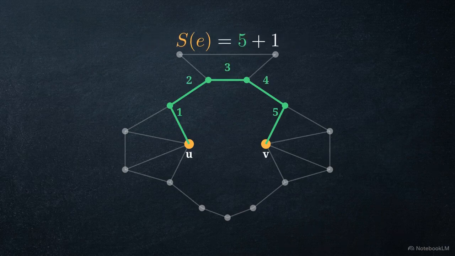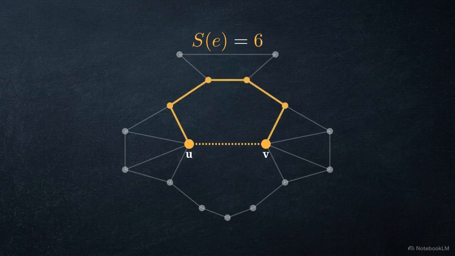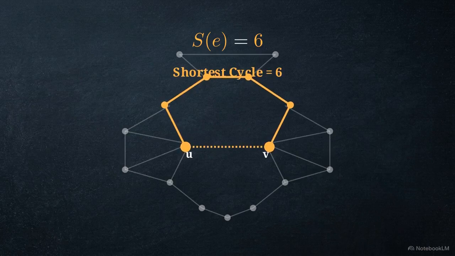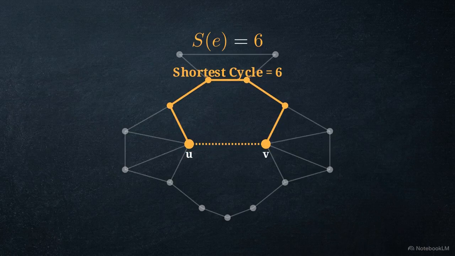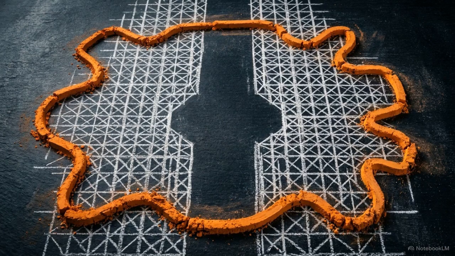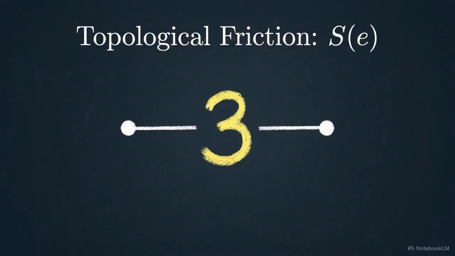The length of this bypass is the SE metric, or topological friction. This value is identical to the length of the shortest cycle that contained the original bond. A higher SE value indicates that the dislocation requires a more complex, long-range atomic rearrangement to bypass the defect. Topological friction quantifies the local structural effort required to maintain connectivity when a bond is broken.